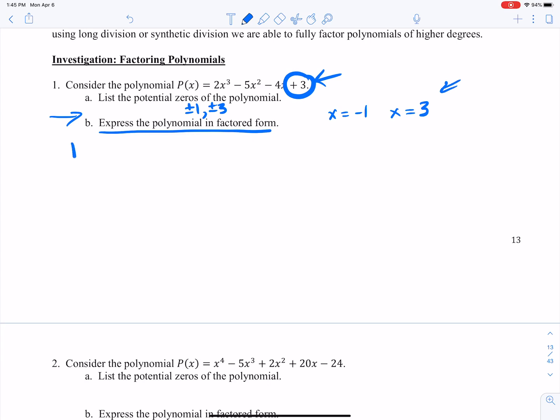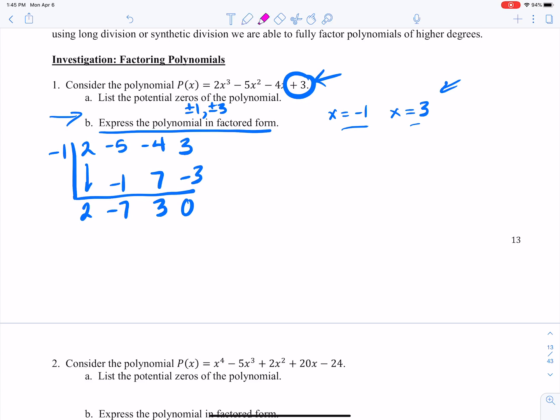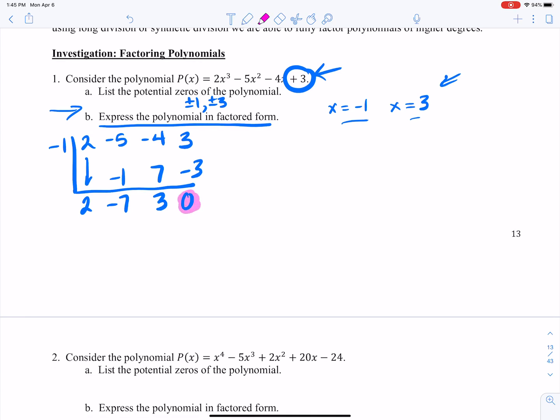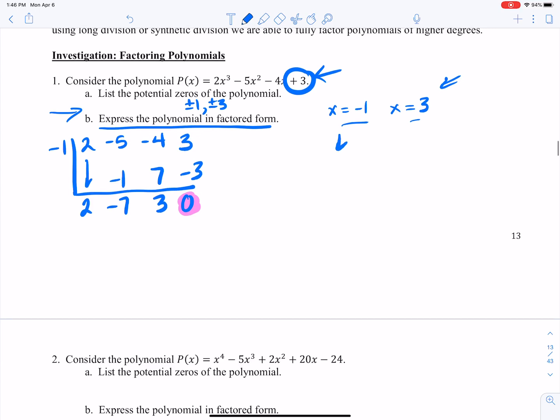I'm going to use synthetic division. And it doesn't matter which factor I choose. I'm going to go ahead and divide that out of there. So I bring the 2 down, -1, -7, -3, and 0. And this just confirms that with a remainder of 0, x plus 1 is actually a factor. So I know that I have factored this factor out.